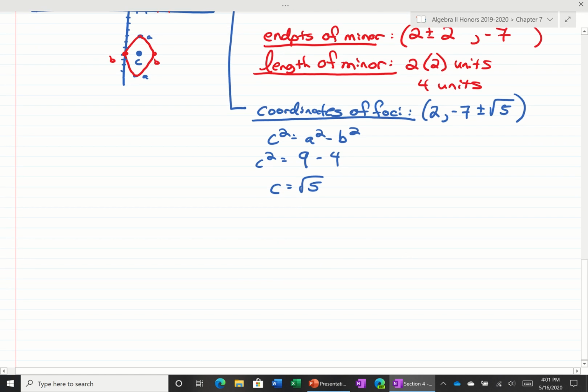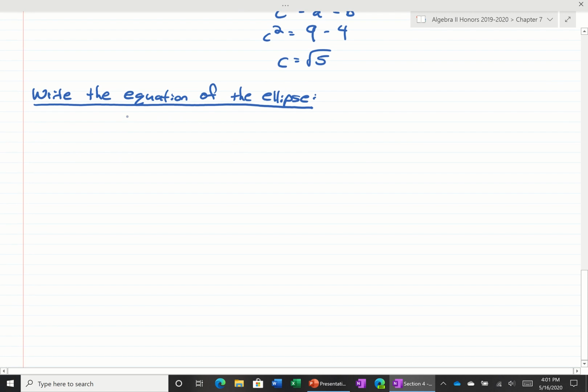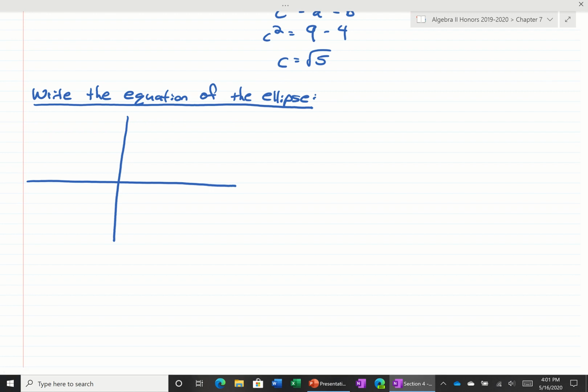All right, we'll do one more. Write the equation of the ellipse. And let's see, it looks like we'll center it at 0, 0, but we will go 4 units out this way, 4 units out this way. We'll go up 3 units. We'll go down 3 units.